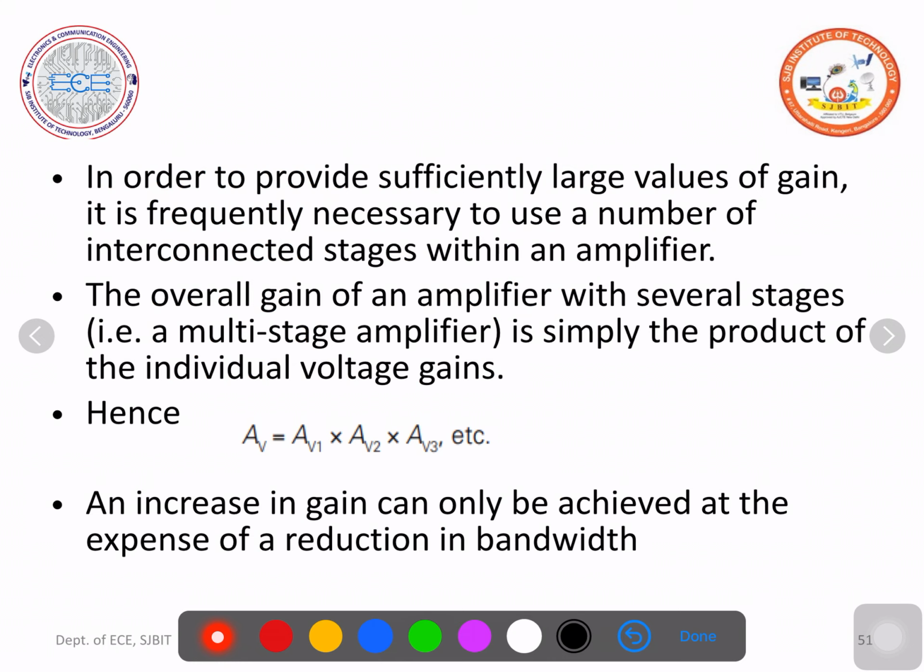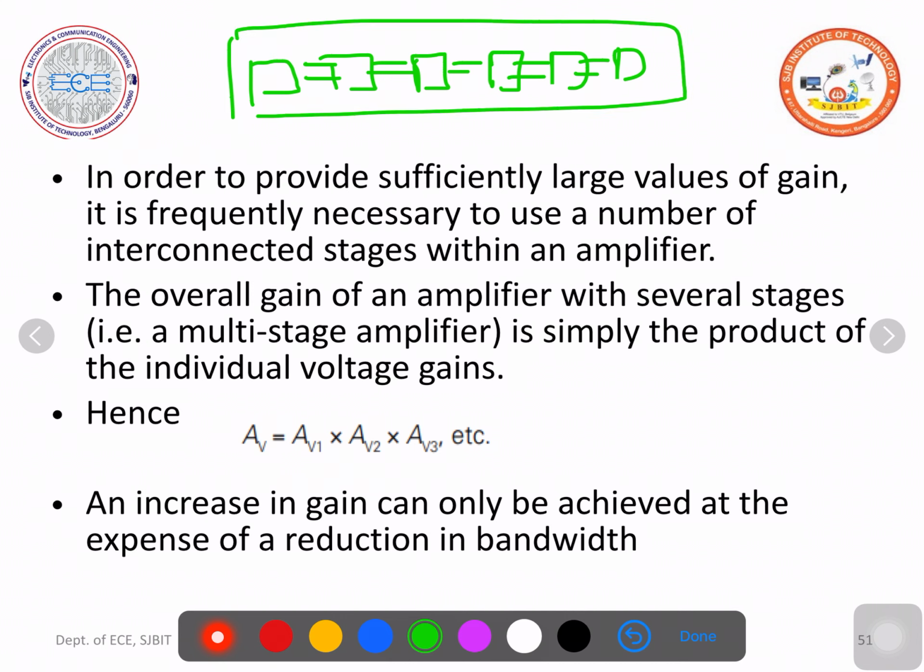As you know, negative feedback amplifiers reduce the overall voltage gain. But an amplifier is a circuit which increases the strength of a weak signal. We need large amounts of gain. In order to provide sufficiently large values of gain, usually we use a number of interconnected stages within an amplifier. Within an amplifier, we will have different stages. They are interconnected: stage 1, stage 2, stage 3. So this will be a multi-stage amplifier.